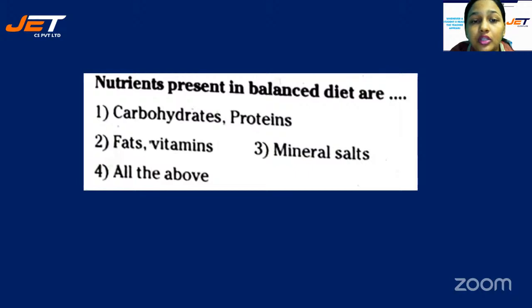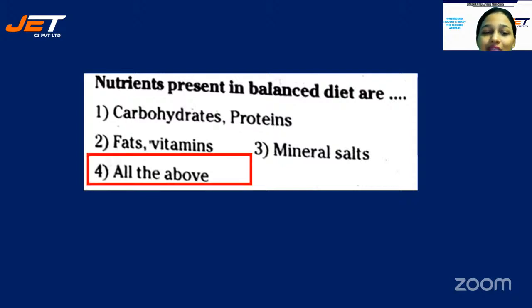Next question. Nutrients present in a balanced diet are: number 1, carbohydrates, proteins; number 2, fats, vitamins; number 3, mineral salts; number 4, all the above. Which one is the right answer? This is a very easy question. All of you have read balanced diet, right? Very well answered, students. Number 4 is the right answer, all the above.